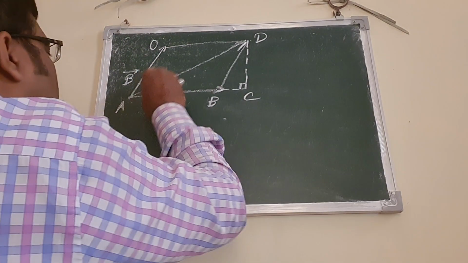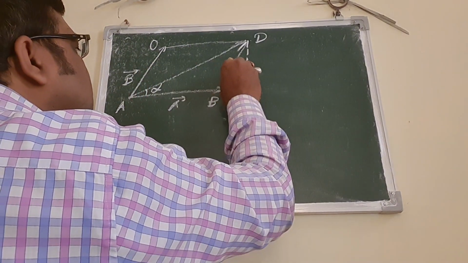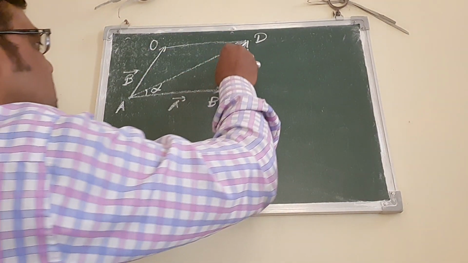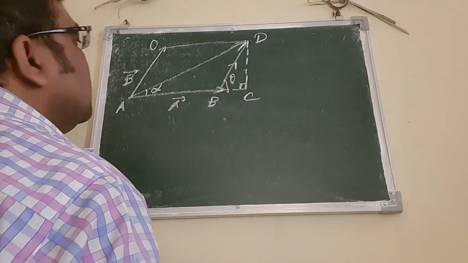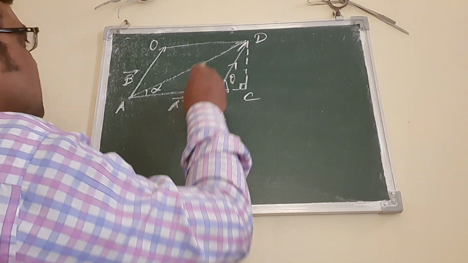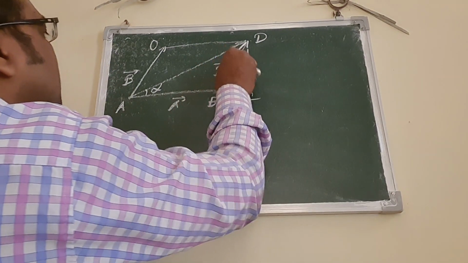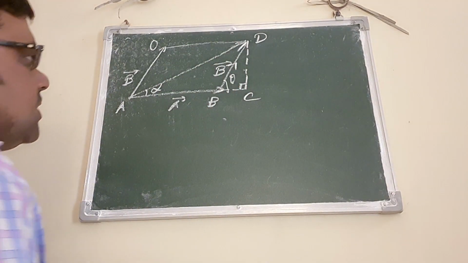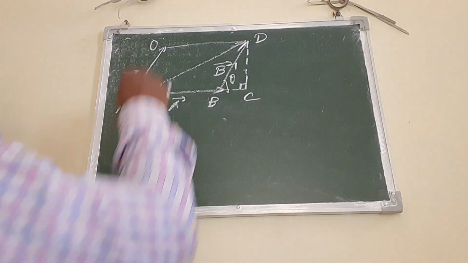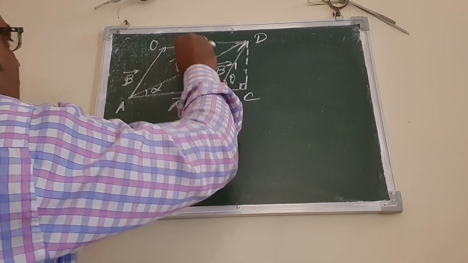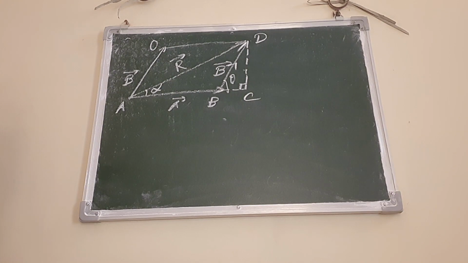This angle is alpha, this angle is theta, and this is the B vector. So the angle between the two vectors is theta, and the angle between the resultant R and the vector A is alpha.